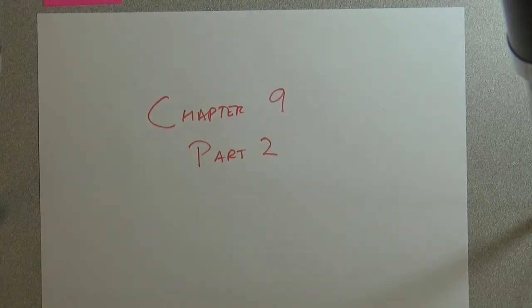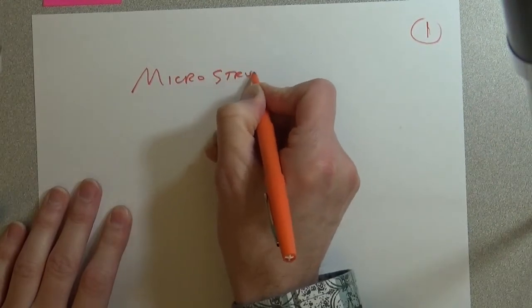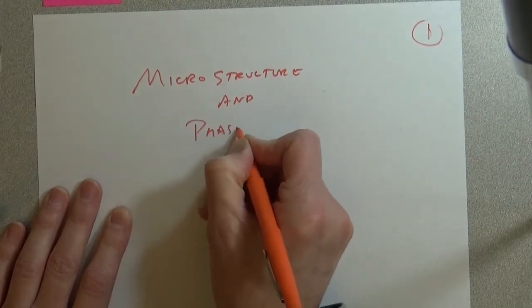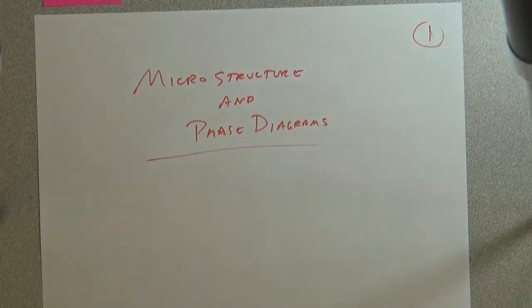Okay, so this is the content for Chapter 9 of Callister, Part 2. And in this, we'd like to talk about microstructure and phase diagrams. So we have these phase diagrams, and they come from our understanding of the free energy curves and from thermodynamics.